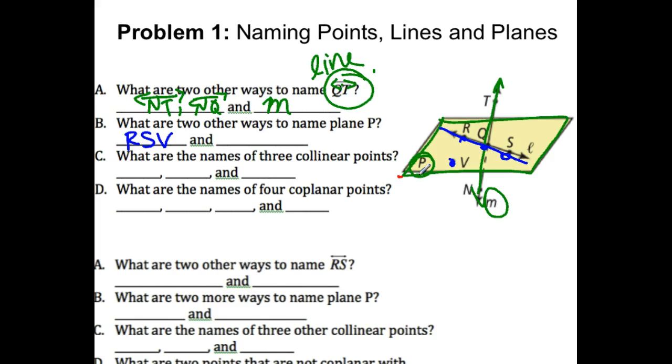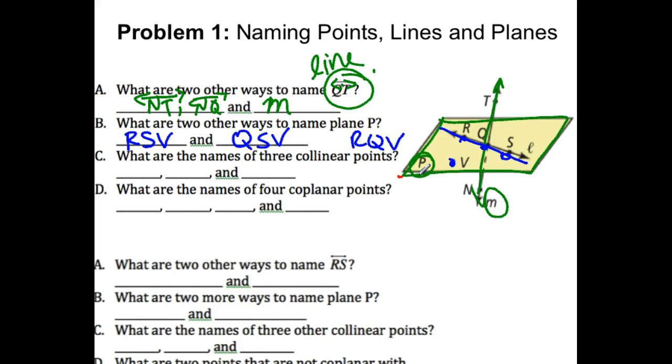You could have rewritten those in any order. You could say VSR, RVS, SVR, etc. It doesn't matter as long as you have those 3 letters together. Another option that you could have is maybe Q, S, and V. You also could have had R, Q, and V. All of those are names for that plane, and in each one of those 3 names, you could mix up the 3 letters in any order, and it would be fine for this example.